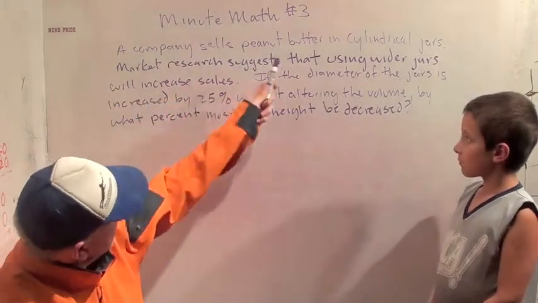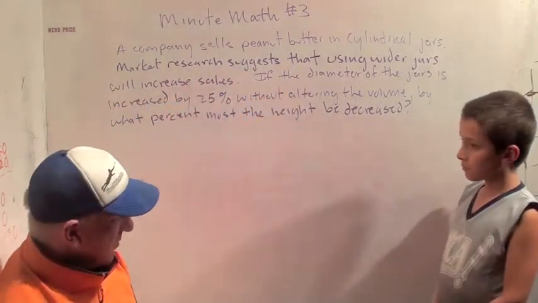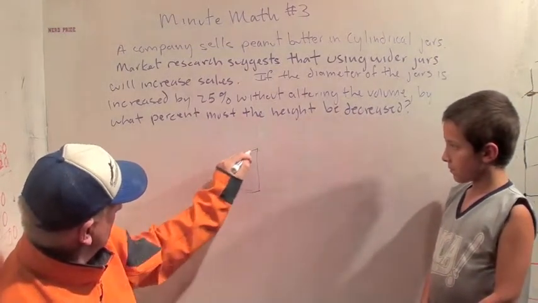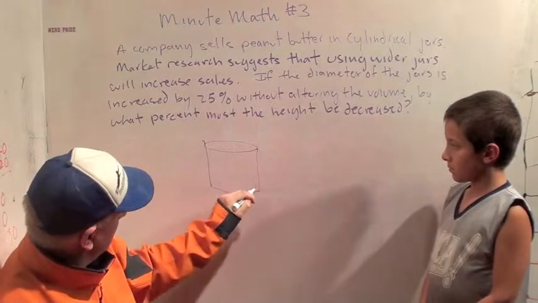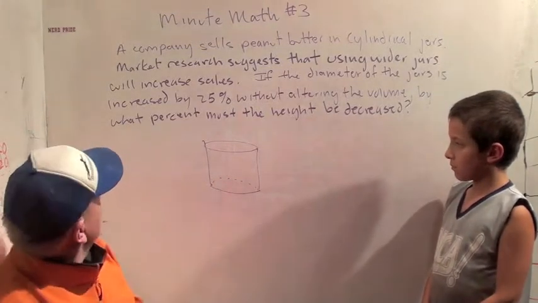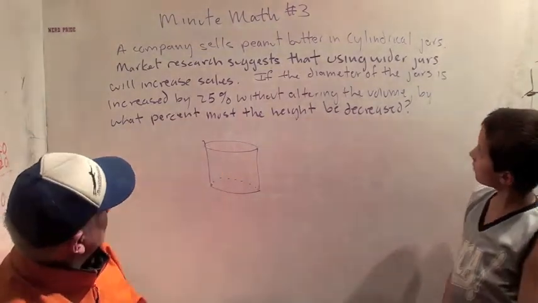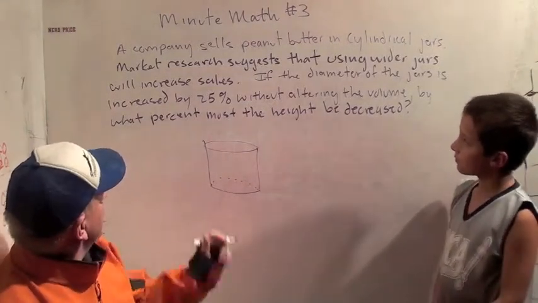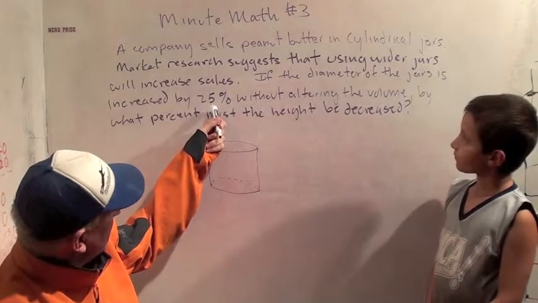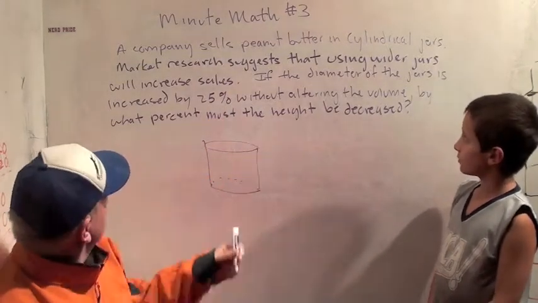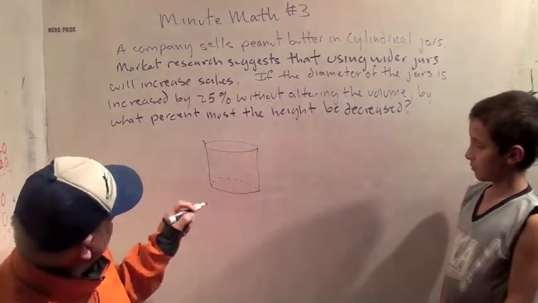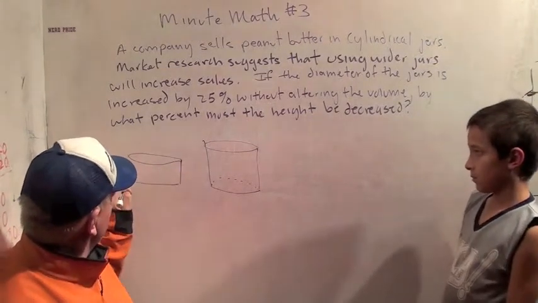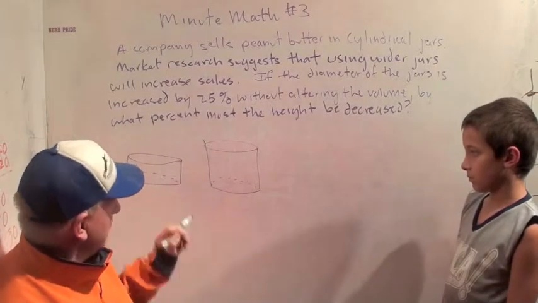So here we go. A company sells peanut butter in cylindrical jars. You know what that means? The jar is a cylinder. Market research suggests that using wider jars will increase sales. If the diameter of the jars is increased by 25% without altering the volume, by what percent must the height be decreased? So they're going to make wider jars that are shorter and have the same amount of peanut butter.